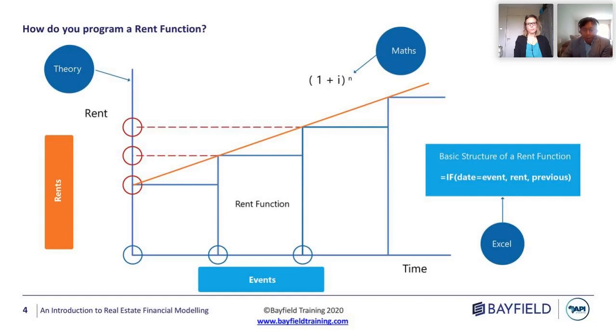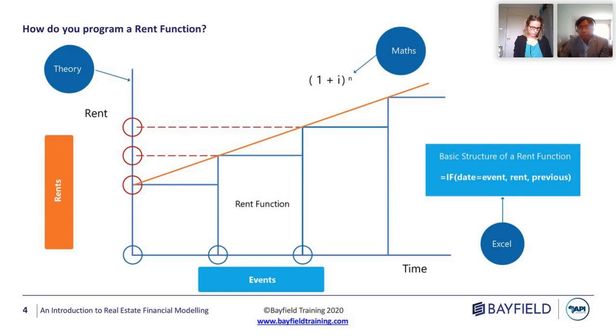So the behavior of a step function becomes particularly challenging in Excel. And the general way we address that challenge is to introduce the IF function in Excel. The basic structure of a rent function becomes: if you have a specific event, you will have a change in the rent, or otherwise, you will stick to the previous rent. And that will enforce this behavior of rent function where it's either stable or it has a particular change at specific events. And the change will be depending on a specific math.